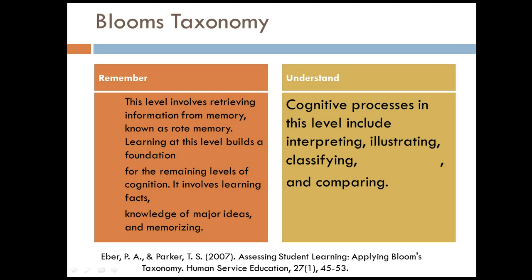If we're looking at Bloom's taxonomy, Layer C relates to remember and understand. Remembering involves retrieving information from memory. Learning at this level builds a foundation for the remaining levels of cognition. It involves learning facts, knowledge of major ideas, and memorizing. It also relates to Bloom's layer of understanding. Cognitive processes in this layer include interpreting, illustrating, classifying, and comparing.